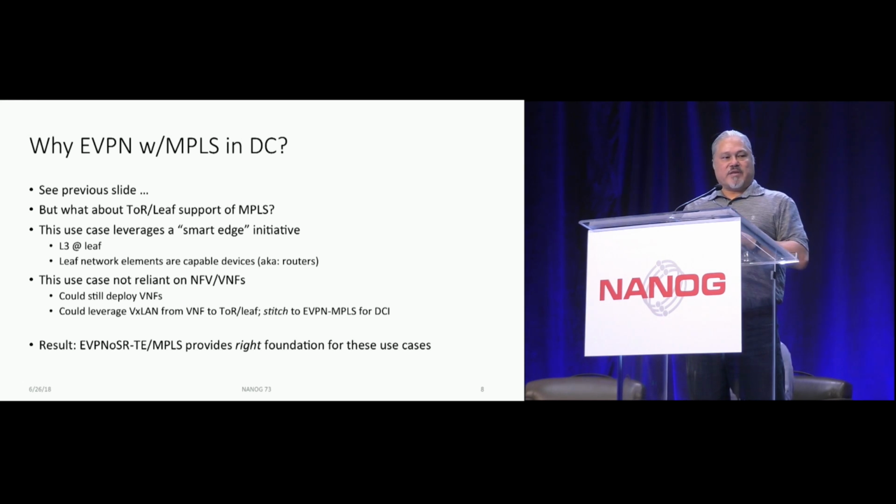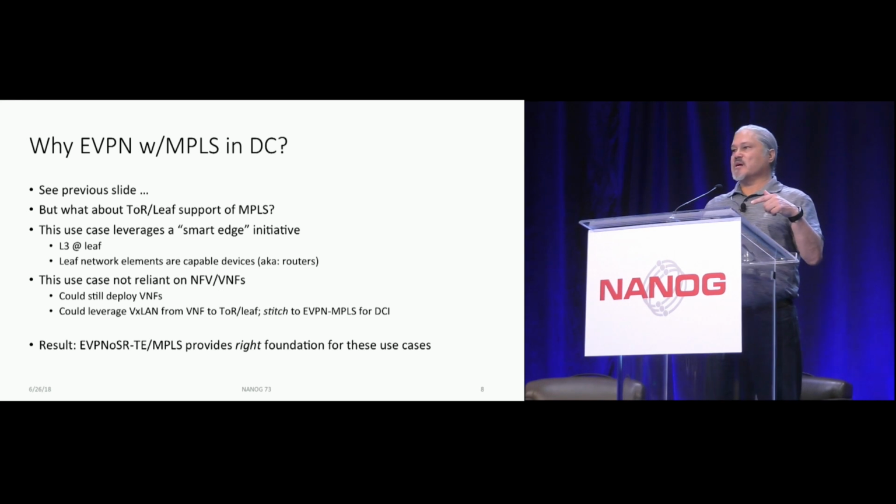So why EVPN? I kind of covered that in the previous slide. MPLS in the data center, the next question that typically comes up is, well, how do you support it in the gear at the leaf? Typically, the leafs are kind of bare bones, kind of dumb. In this case, they're actually leveraging what they're calling a Smart Edge initiative. So it's fully L3 at the leaf, which is fairly common in large data centers already. In this case, the leaf is actually a fairly capable device known as a router. So it's a fully capable MPLS BGP router at the leaf, and that is your head end. That's your segment routing endpoint.